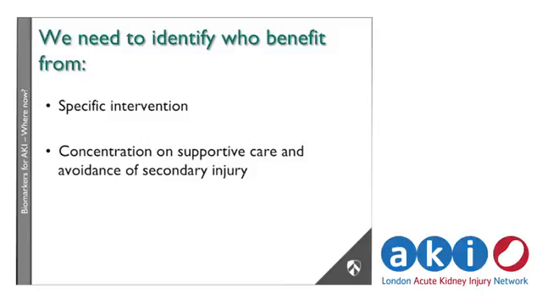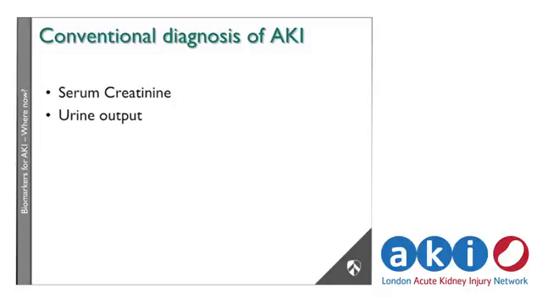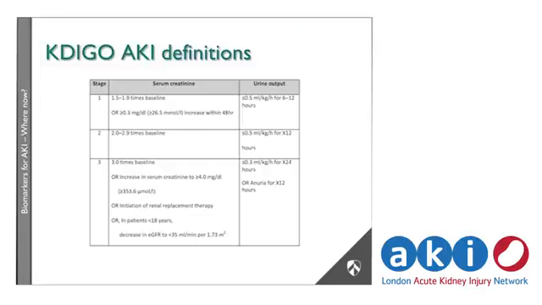So, let's find out who might benefit from hemodynamic or other interventions and who we should concentrate on supportive care and avoidance of secondary injury. Conventional diagnostics of AKI are based on serum creatinine and urine output. And serum creatinine and urine output aren't bad, and they're certainly a lot better than the ways in which we have to monitor liver function, or even heart function, or brain function. But they still have significant deficiencies, particularly in patients who are critically ill.